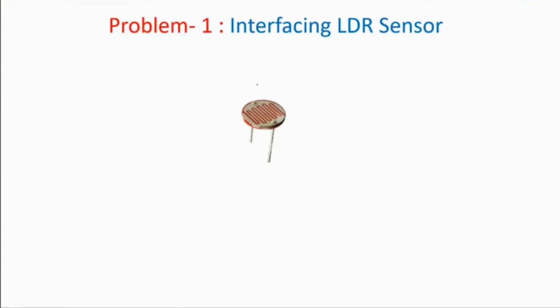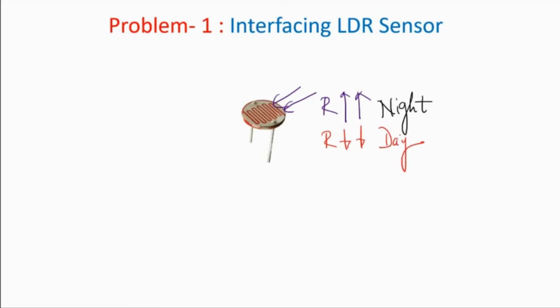An LDR sensor changes its resistance depending upon the light. The resistance would be extremely high during night time, and extremely low during daytime. So this change in resistance we convert into change in voltage.